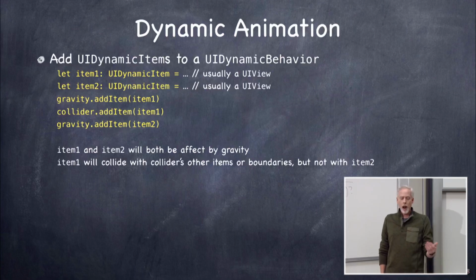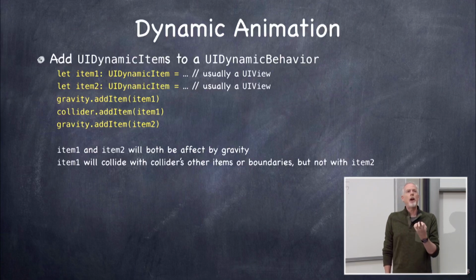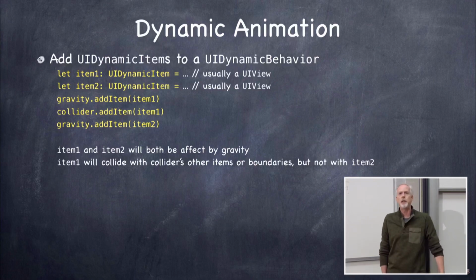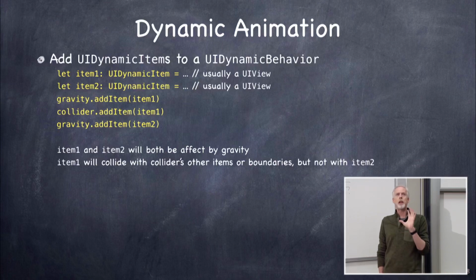So if I say gravity add item, item 1 will immediately start feeling the pull of gravity. If I say collider add item, item 1, immediately item 1 will start colliding with everything else that is added as an item in the collider. So you don't say go; as soon as you add an item, it starts being affected by that behavior. And if you remove an item, it instantly stops being affected by that behavior.